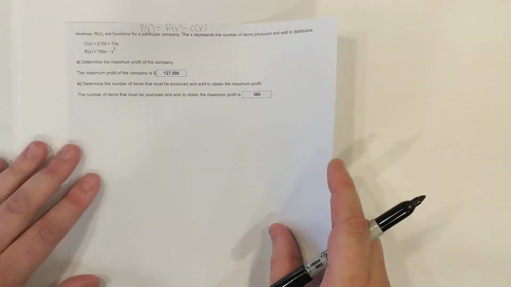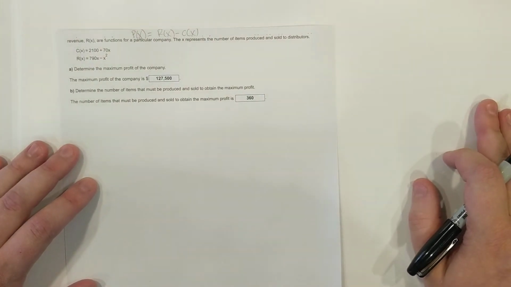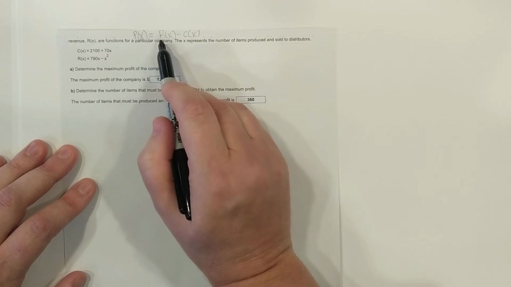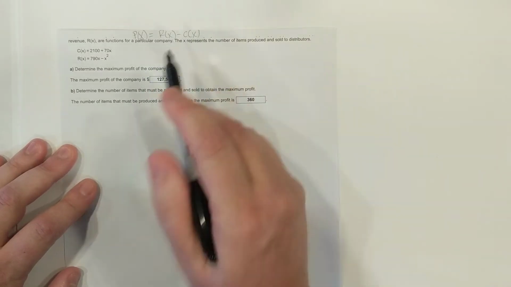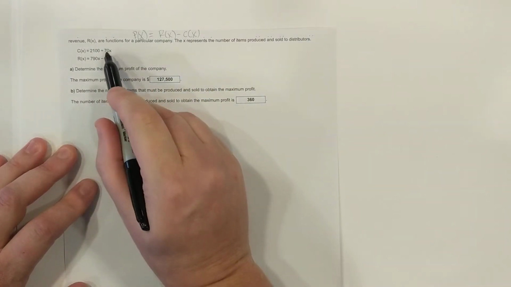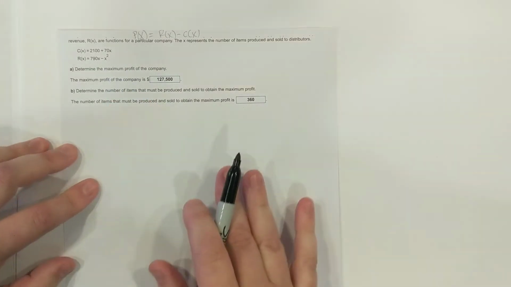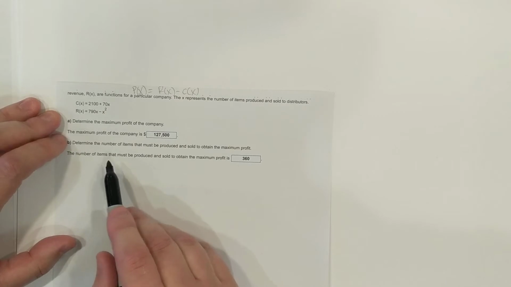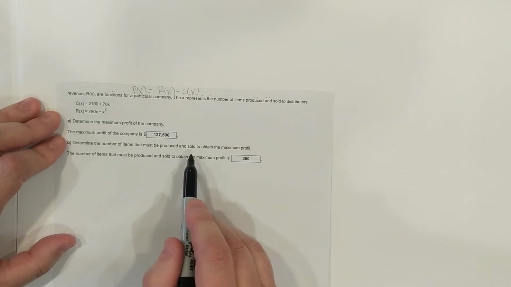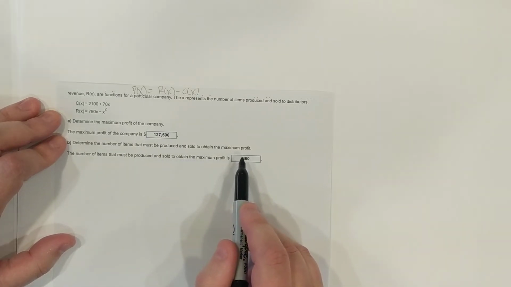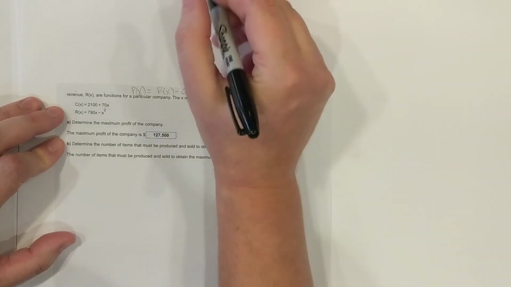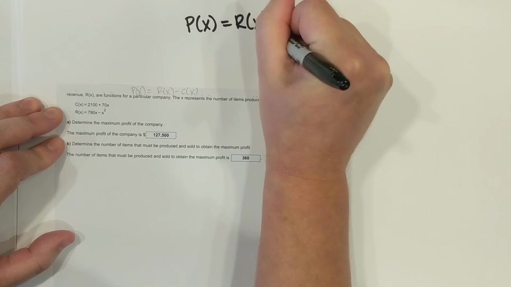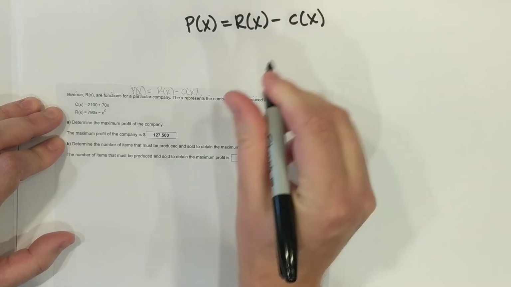All right, so the last one is talking about profit. It says profit is equal to revenue minus cost. And we have the two functions here. All right, so we need to determine the maximum profit and the number of items that must be produced to obtain this profit. All right, so I'm going to plug in my functions into this formula.